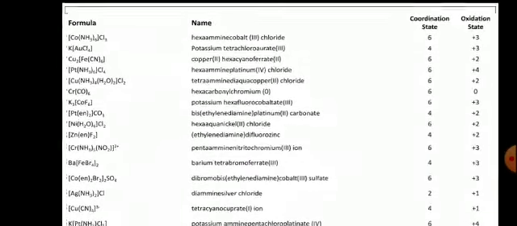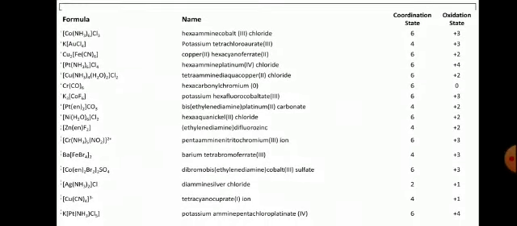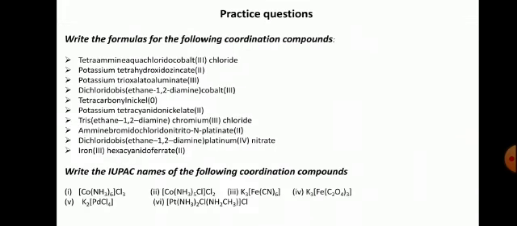Many examples are given here, so you can solve them by yourself and check whether you get them right or wrong. There are more practice questions regarding the oxidation state, coordination number, and IUPAC nomenclature, which are mentioned here.